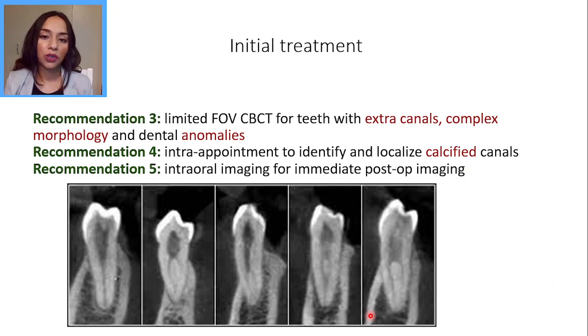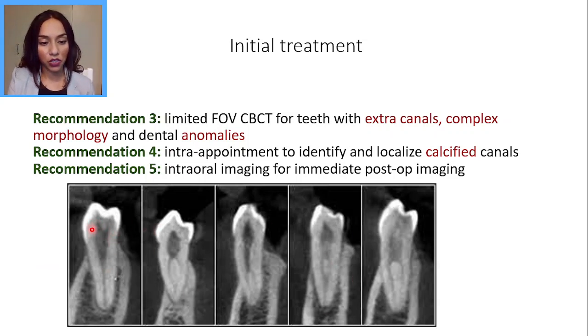All right, so CBCT can be used in initial treatment when dealing with teeth that have extra canals, complex morphology, and dental anomalies. So in teeth that are notorious for having complex morphology, such as mandibular first premolars and mandibular second premolars, sometimes they have very, very complex morphologies, and I think this highlights that very well.